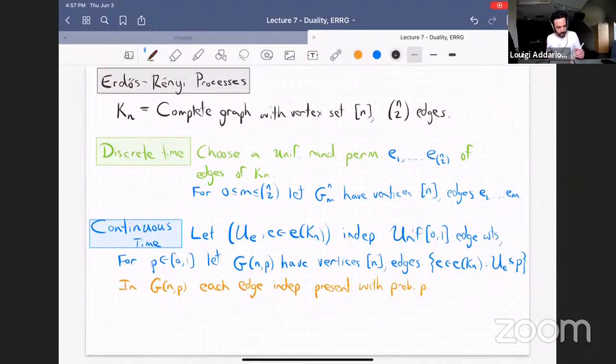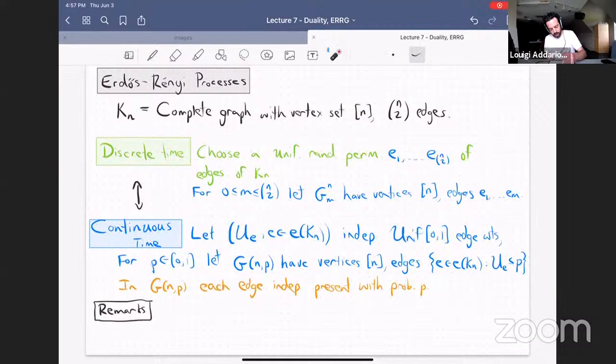So let me continue. As I said, I won't say much about the discrete time model, so let me just make a couple of quick remarks connecting the two. By the way, in the discrete time model, you go from the empty graph to the complete graph as m ranges from 0 to n choose 2. In the continuous time model, as p increases, more and more edges will have their weight at most p, and so you go from the empty graph to the complete graph as p ranges from 0 to 1.